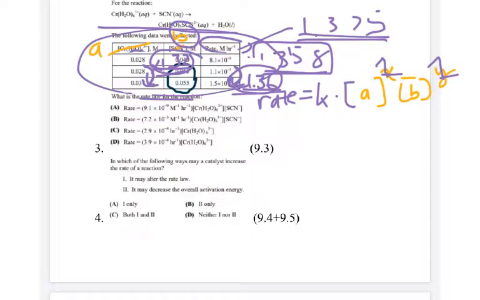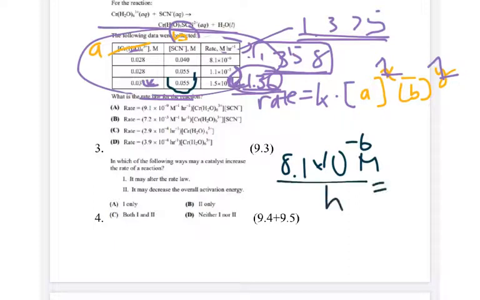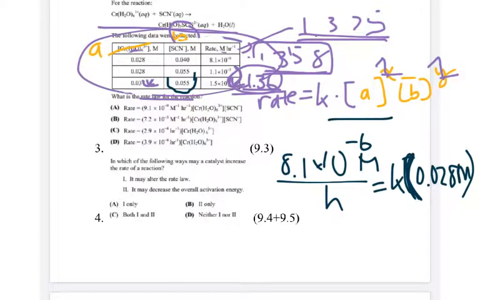Now we have to find the rate constant K. So how do we find the rate constant K? Well, we can use one row to do that. So we know that the rate for the first row is 8.1 times 10 to the negative 6 molar per hour, and this is equal to K times the concentration of A, which is 0.028 molar. So now I'm using parentheses and not brackets because we only use brackets if we don't know the concentration, but since we know it, we use parentheses.